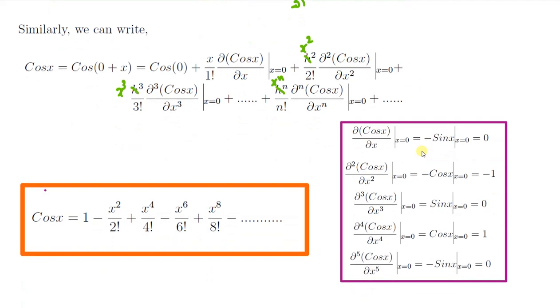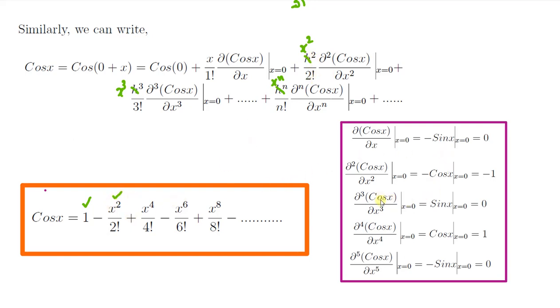So we know cos 0, the first term, cos 0 is equal to 1. So the first term is 1. Now ∂/∂x of cos x, look at the first term. The derivative of cos x is sin x, and at x is equal to 0, sin x is equal to 0. So this term will be 0, the x term will not come there. Next, ∂²/∂x² of cos x, we take the derivative of sin x, you will get cos x. But already there is a minus sign, so minus cos x, so we will get minus 1. So minus x squared by 2 factorial will come here.